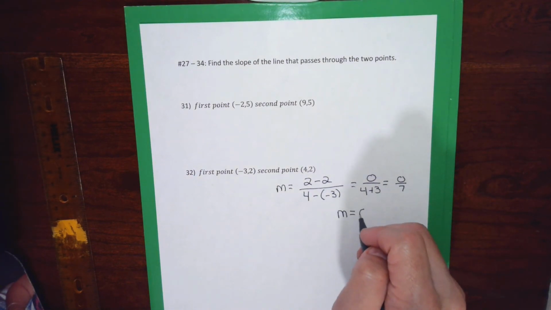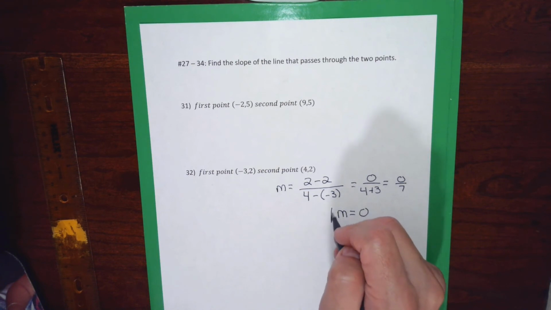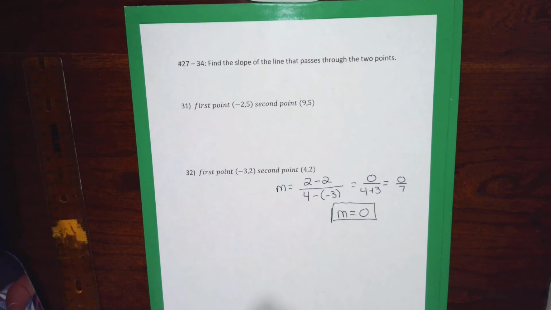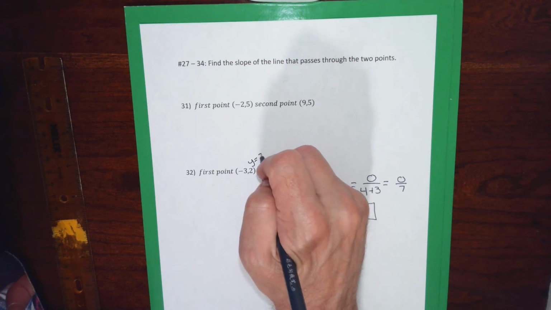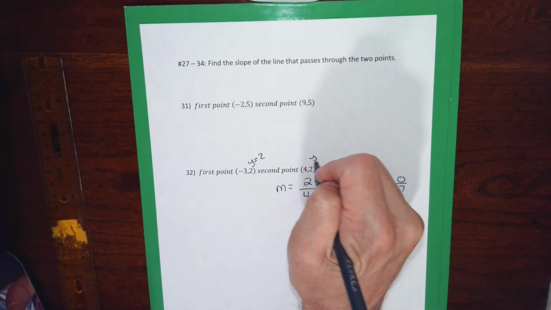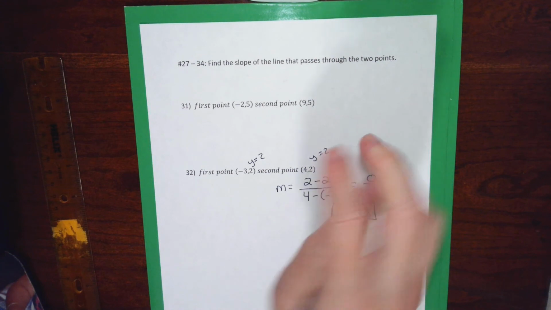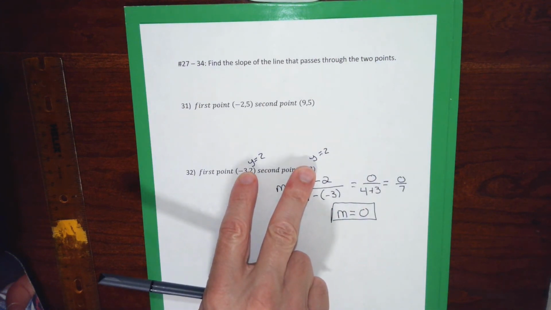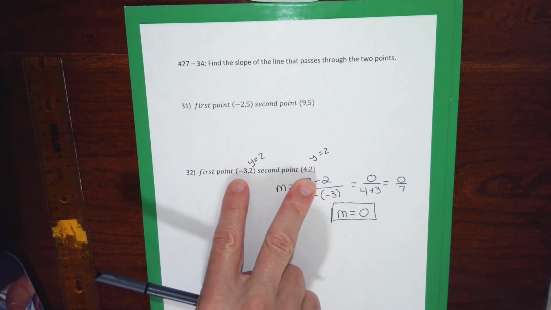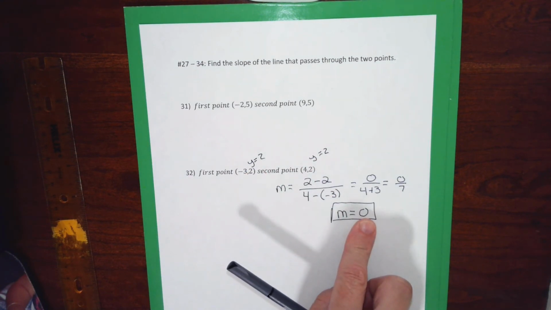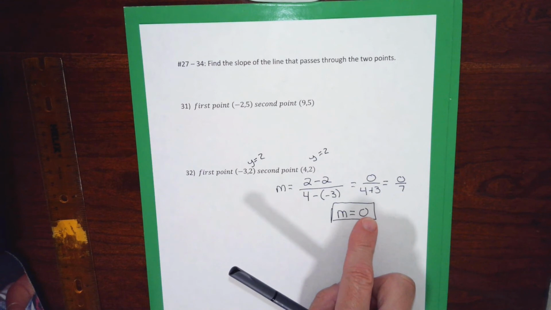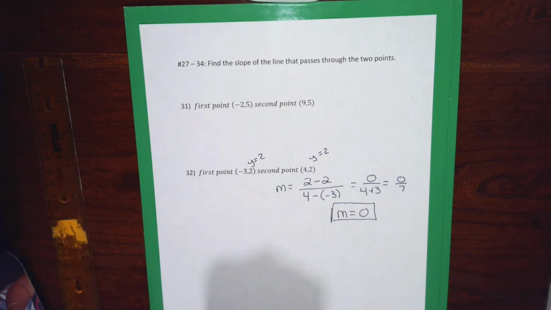Fractions with 0 can be tricky. Fractions with 0 in the numerator are equal to 0. Fractions with 0 in the denominator are undefined. These 2 points both have the same y's, which means the equation of the line that goes through those 2 points is going to be y equal to 2. It's going to be a horizontal line. The slope is 0. I don't need to be that clever, but here the slope is going to be 0.